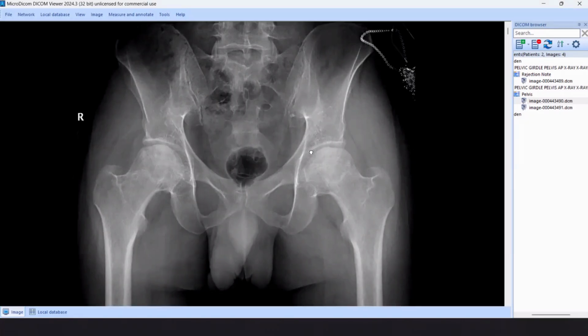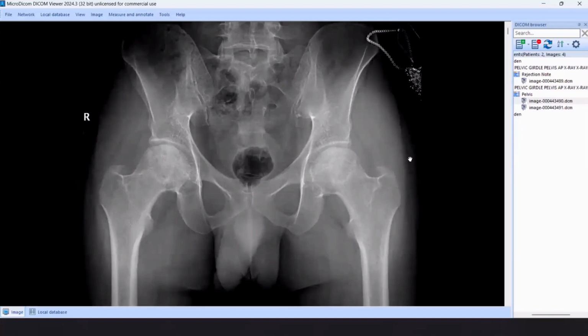Can you see? Yes, Dr. This is a frontal radiograph of the pelvis. Is there any history for this patient? Trauma history? No trauma.